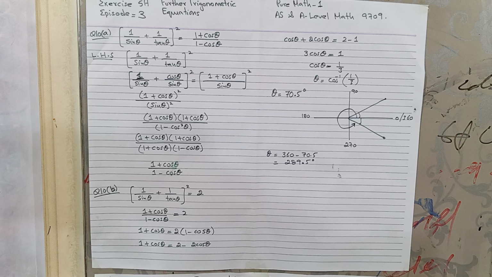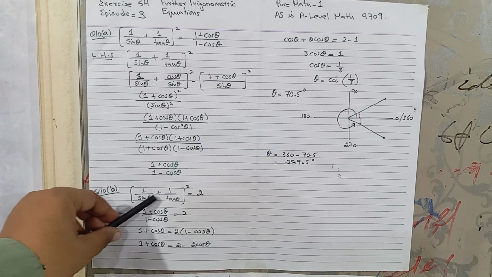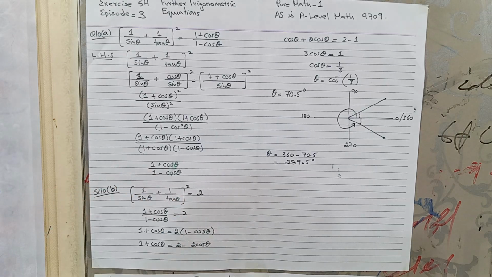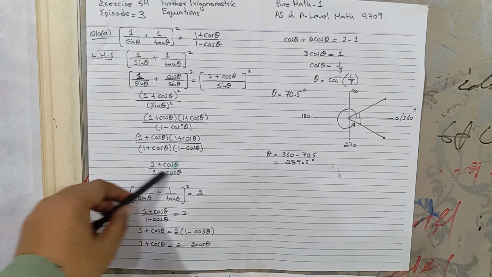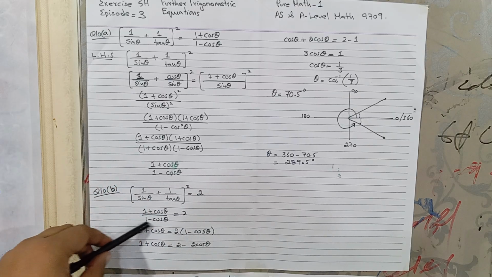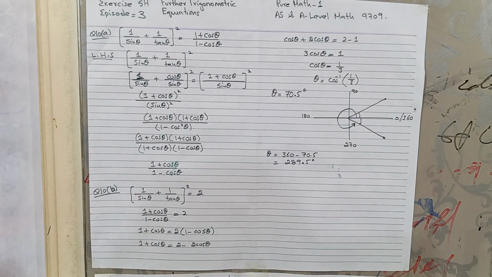So this is how you will do this question. I hope you understand this. Then in part B, we have to solve (1/sin theta plus 1/tan theta) whole squared equals 2. In the place of the left hand side, I can write (1 plus cos theta)/(1 minus cos theta) equals 2. Just cross multiply: 1 plus cos theta equals 2 times (1 minus cos theta). Open the bracket: 1 plus cos theta equals 2 minus 2 cos theta.